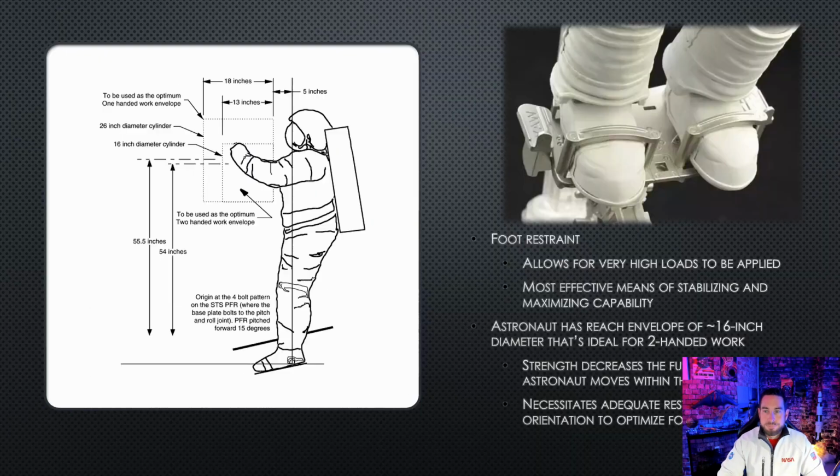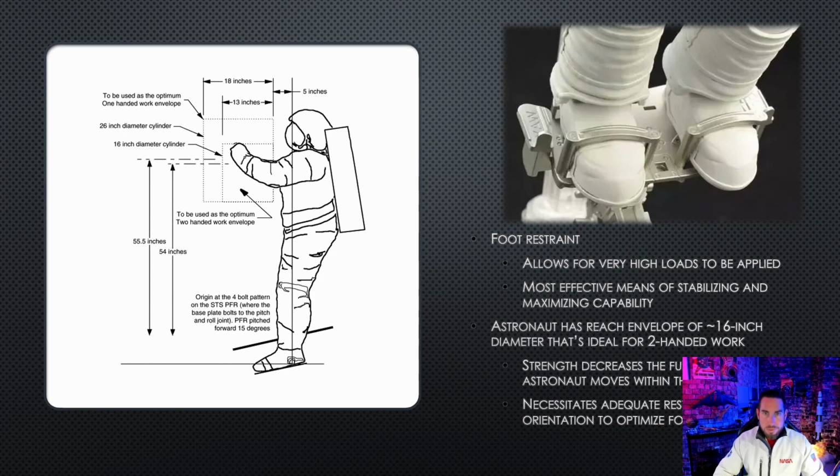you get a little bit more strength that you can work with in order to complete your tasks. Now to take it up a level, they can use foot restraints. The use of a foot restraint allows for a very high load to be adapted. So it allows them to do the same type of work that they could do in what's called a shirt sleeve environment.